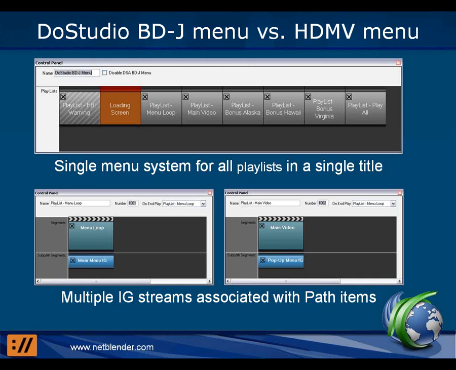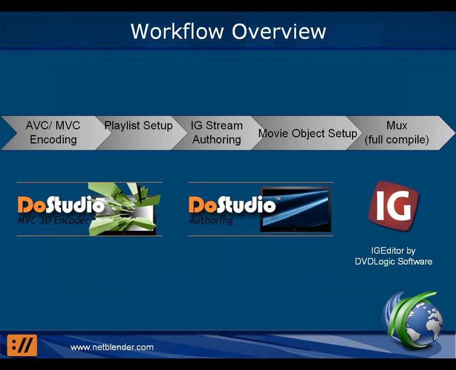When creating an HDMV only disc, the IG streams are imported as subpath items and are actually attached within the playlist to the segments themselves, the path items, when they're added to the playlist. What this allows you to do is create multiple IG streams, and this is the common workflow for HDMV authoring. So you would set up a separate project in the IG editor for, say, your main menu, and then a separate project for, say, your pop-up menu, and you bring these in discreetly and attach them to the appropriate playlist.